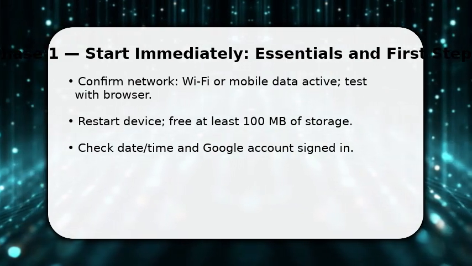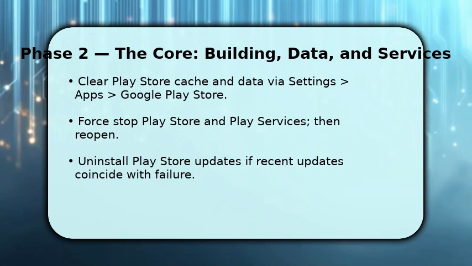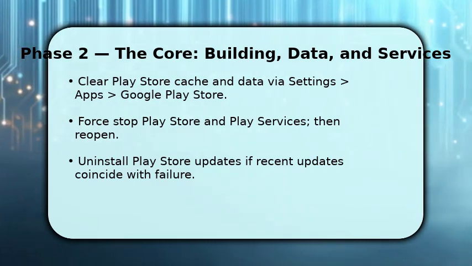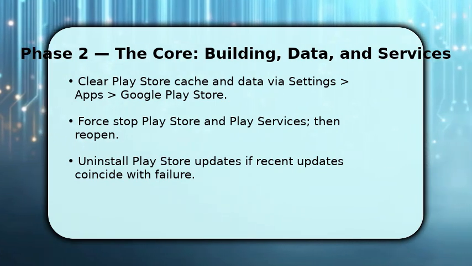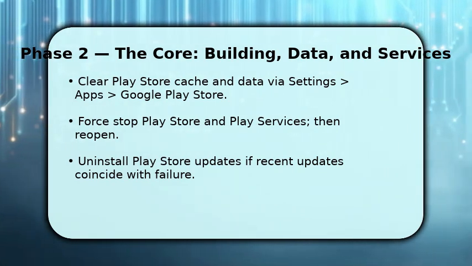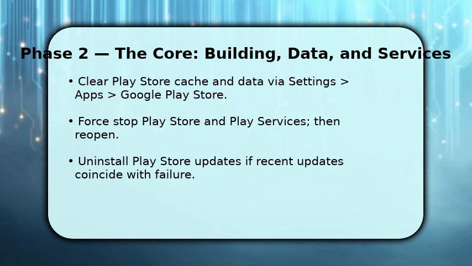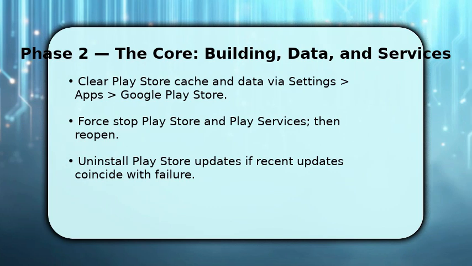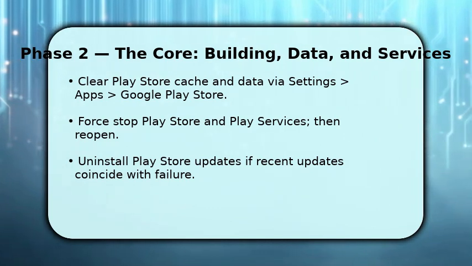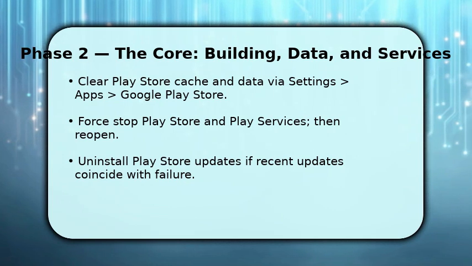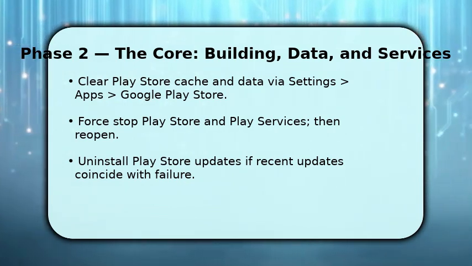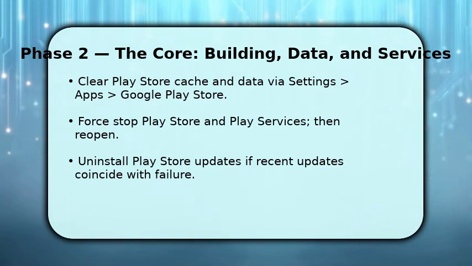Next, you'll act on the Play Store itself. Go to Settings, Apps, Google Play Store. Clear cache first, because cached metadata can become corrupted, then clear data if problems persist. Force stop the Play Store and Google Play services to reset their running state. After that, reopen Play Store so processes restart cleanly. If the issue began after an update, uninstall Play Store updates to revert to the factory version. This eliminates regressions introduced by a bad update.